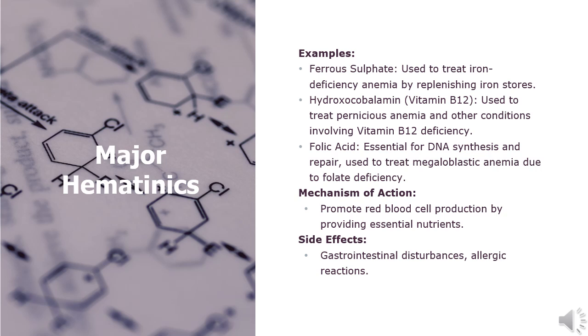So, major haematinics include ferrous sulfate, used to treat iron deficiency anemia by replenishing iron stores. There is also hydroxocobalamin or vitamin B12, used for pernicious anemia and other vitamin B12 deficiencies. And then there is folic acid, which is essential for DNA synthesis and repair, and is used to treat megaloblastic anemia due to folate deficiency.